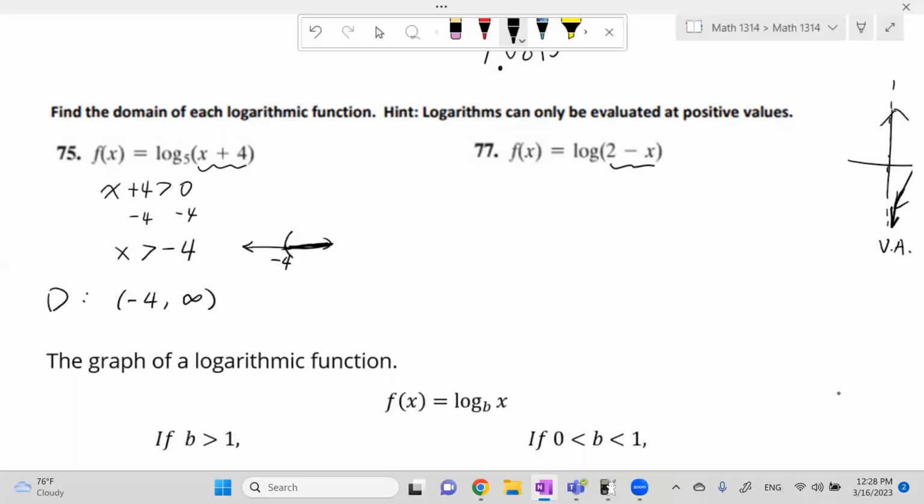How about the domain for the next example? Everything here must be positive, so 2 minus x is greater than 0. Solve for x. I can add x to both sides: 2 is greater than x, or you can say x is less than 2. On the number line, find the 2. X is less than 2, because it's pointing to the smaller numbers, so x is on the left side. The domain is from negative infinity to 2. So these are the domain parts.